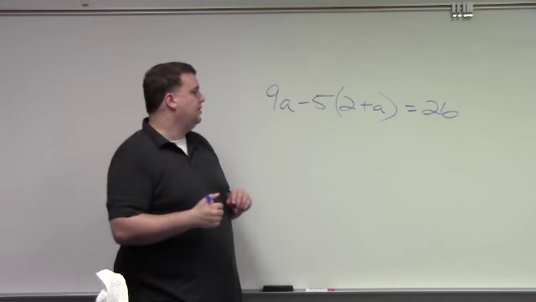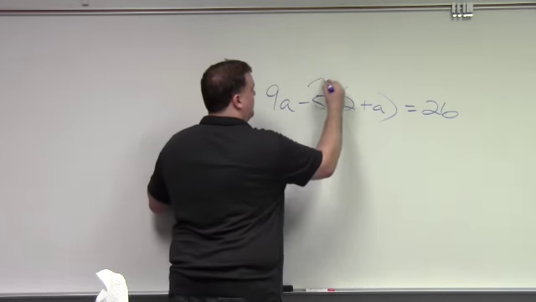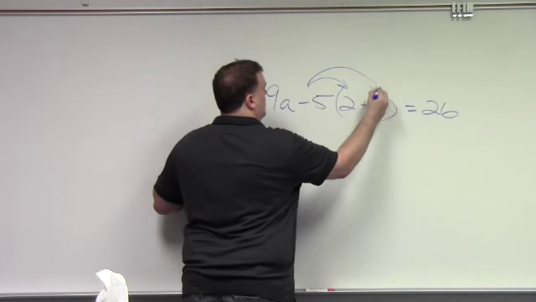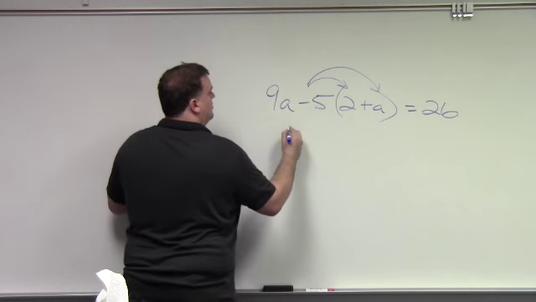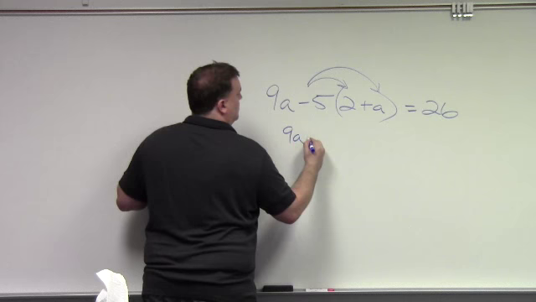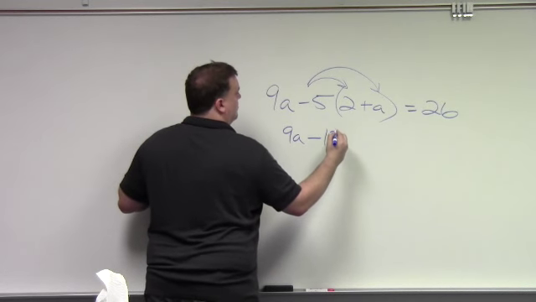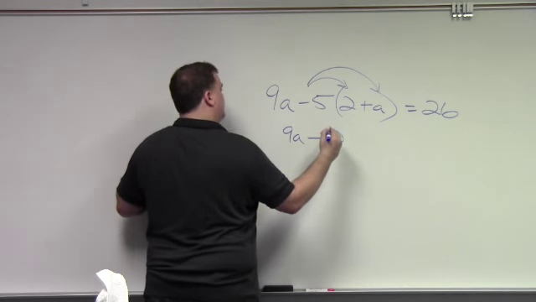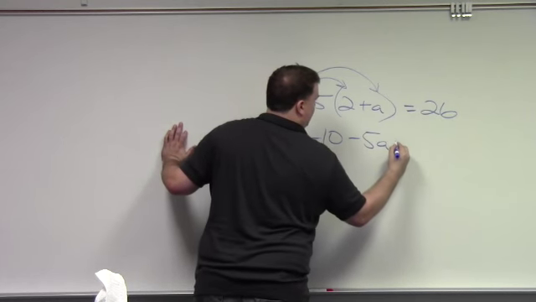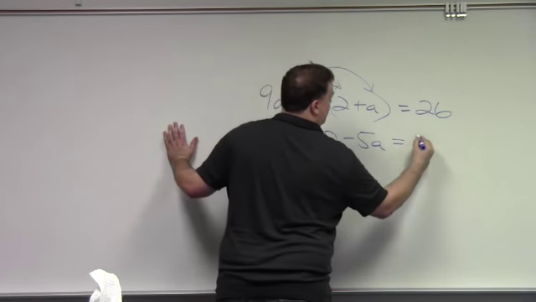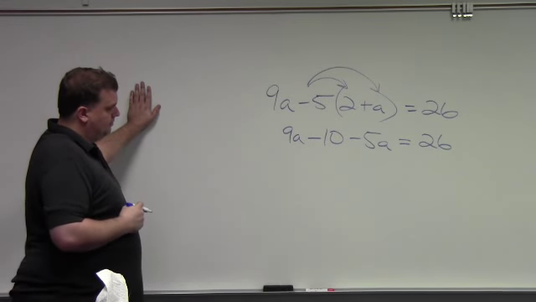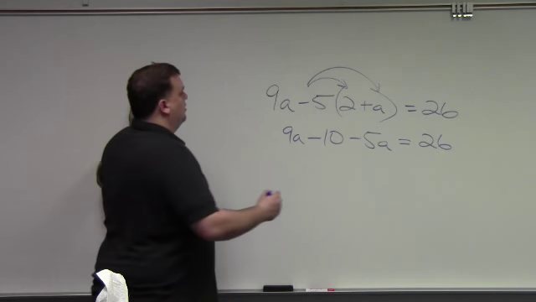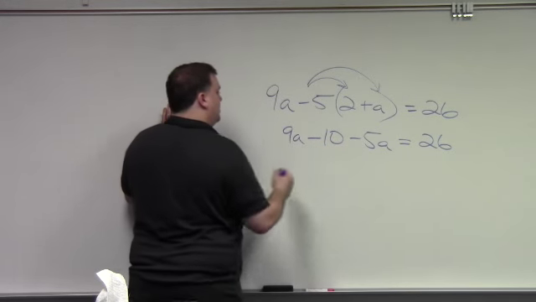Parentheses, okay, so how did I do that? 5 times 2, 5 times... So, tell me what I'm going to write on this one. 9A, negative 10, plus 5A. Or negative. All right, I'll go with negative 5. What would my next step be? Combine like terms. So what can I combine and what am I going to end up with?